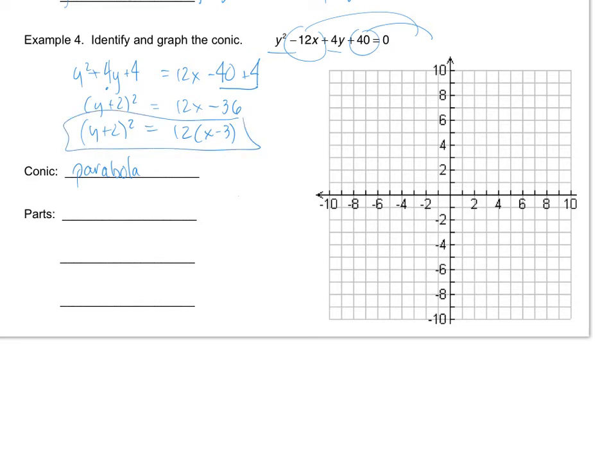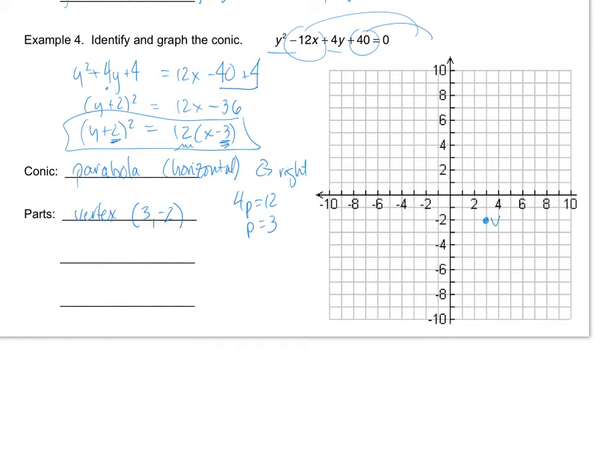Now how is it oriented? Since the y term is squared, it is horizontal. We can also identify p. So 4p equals 12, so p is 3. p is positive, so we know it opens to the right. So let's identify the vertex, (h, k). Be very careful because we know h goes with x, k goes with y. So our vertex is 3, negative 2. We can plot that, 3, negative 2.